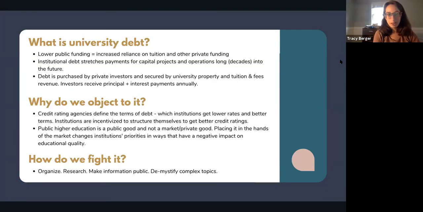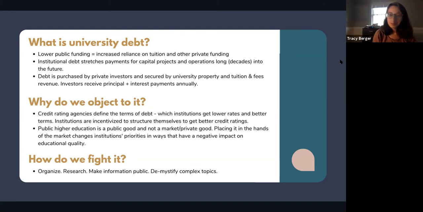So what is university debt and why does it exist? I think a lot of people on this call already have a basic understanding of this, so I'm going to go through it fairly quickly. We have a lot of documentation that goes more in depth, but university debt has its roots in the lower public funding that we have today for public higher education, and that means an increased reliance on tuition and on other sources of private funding, including institutional debt. Institutional debt is generally created by issuing bonds when a university or a university system issues bonds, and it stretches payments for these bonds for a long time, often decades.